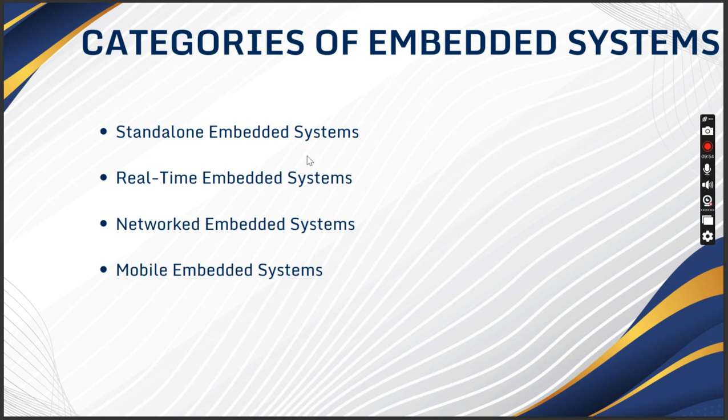There are four different categories: standalone embedded systems, real-time embedded systems, networked embedded systems, and mobile embedded systems. The first one is the standalone embedded system. It operates independently without the need for a host, like digital cameras and microwave ovens. These are the examples.